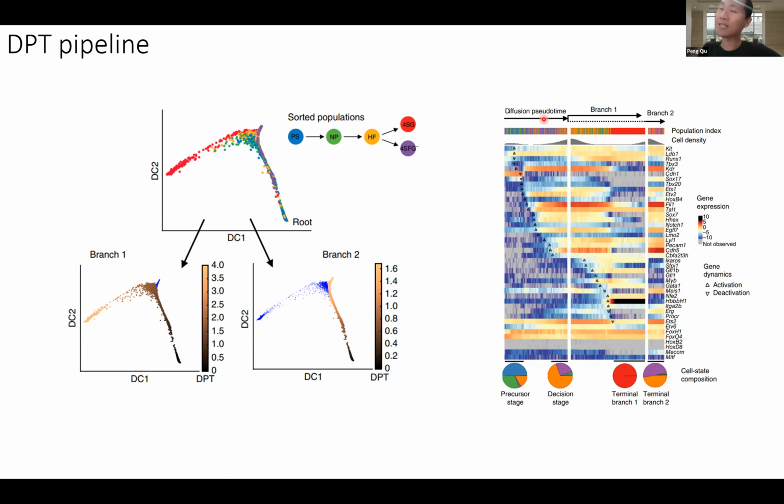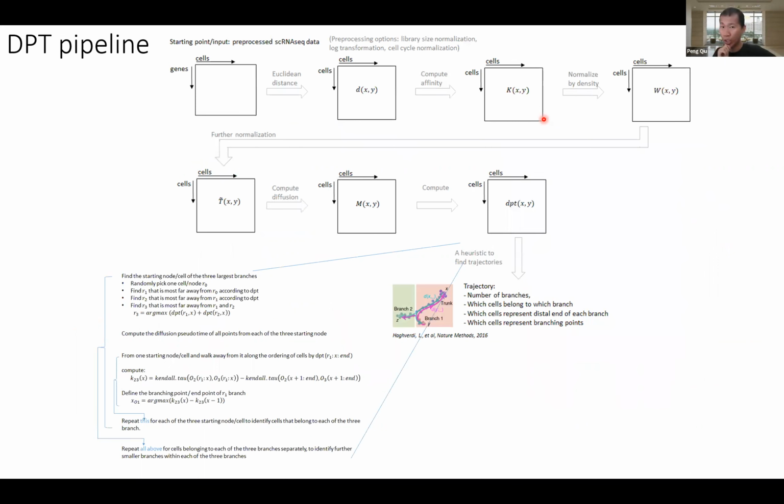Okay, so the assignment of cells to branches and also the ordering of the cells along each branch is the output of diffusion pseudotime analysis. Other trajectory finding analyses also have a similar output structure. All right, so here is again a quick recap of their data processing pipeline, which can also be represented using these boxes with dimensions and arrows representing the analysis steps they do.